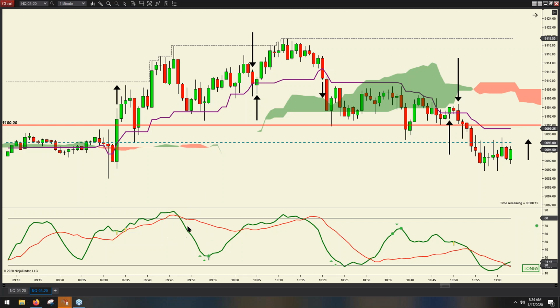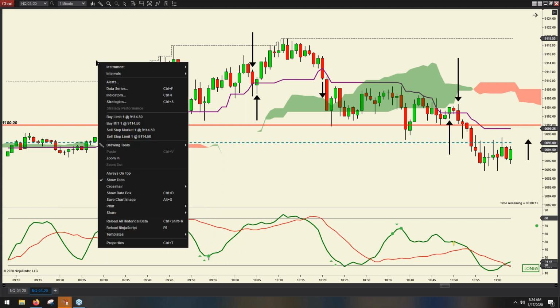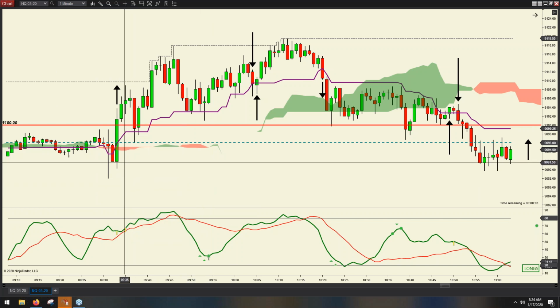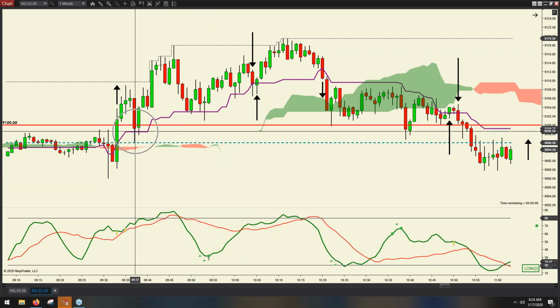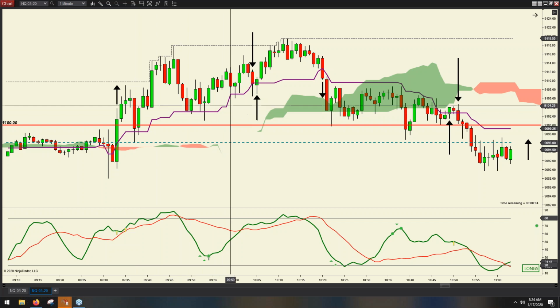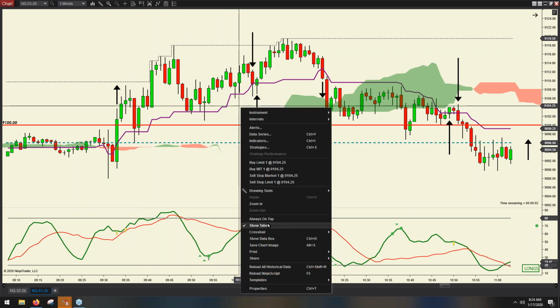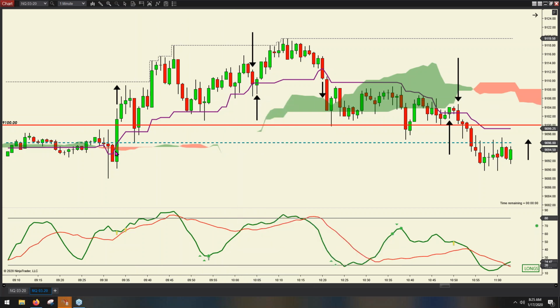So we've got our regular double stochastics here, and I'll go over all the settings on Wednesday's webinar, no worries. What I did was mark all of the candles closing above or below the Kijun line. The Kijun line is the purple line that you see right here.